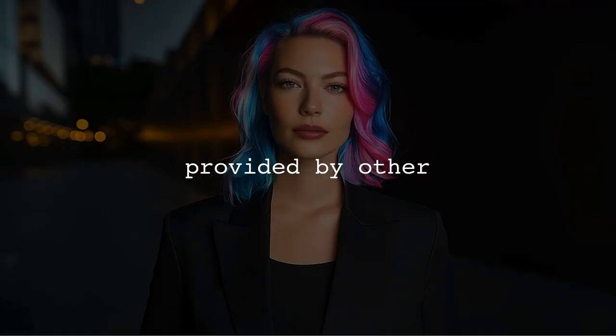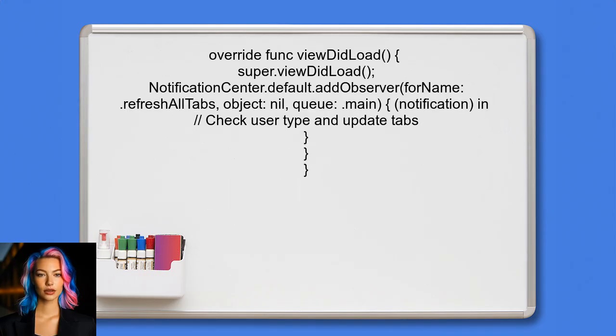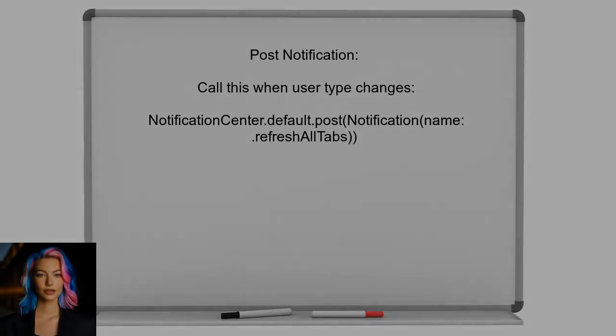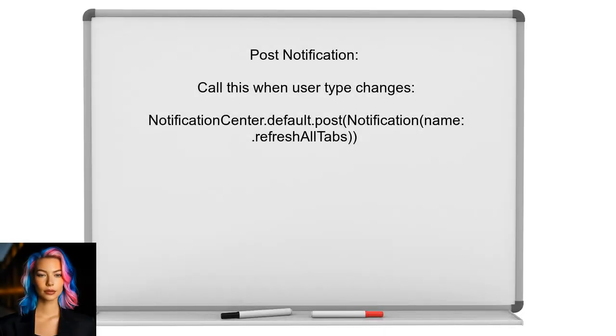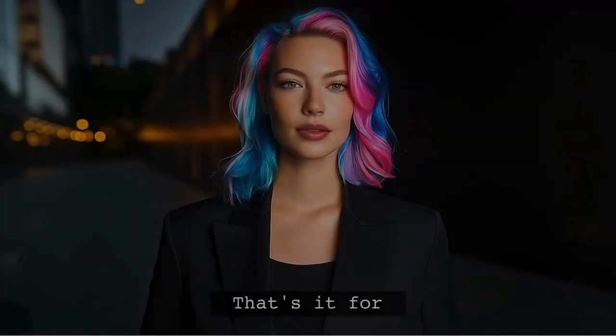Now let's look at the answers provided by other users. An alternative solution provided by another user involves using notifications to refresh the tab bar items based on the user type. First, set up an observer in the main tab bar controller. When the notification is triggered, check the user type and update the tab bar items accordingly. To post the notification when the user type changes, simply call NotificationCenter.default.post with the refresh notification. That's it for that answer.